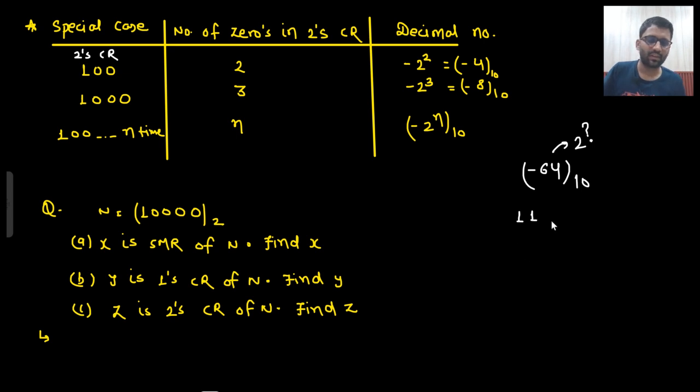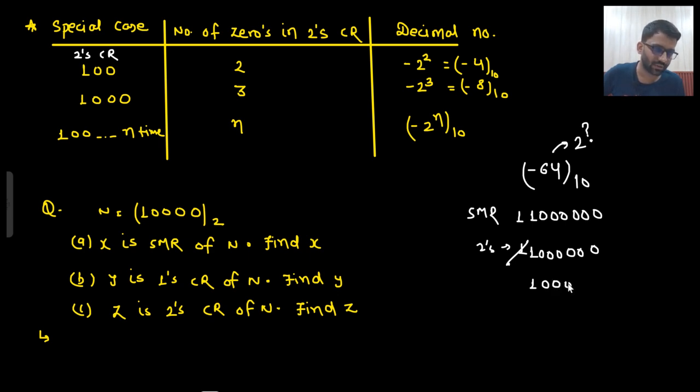So 7 bits: 1, 2, 3, 4, 5, 6, 7. Right? 1, 2, 4, 8, 16, 32, 64. So this is my sign magnitude representation, and then I will write the 2's complement. What will be the 2's complement? 1 as it is, and from here the zeros I will count, 6 zeros, and this one as it is. Now 2 ones are being repeated, I will cut it. So that would be my answer: 1 0 0 0 0 0 0.